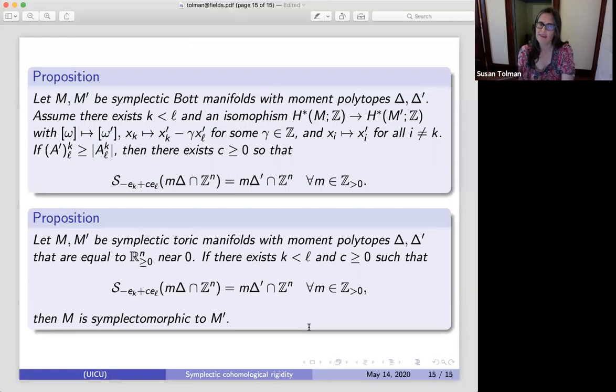And then if there exists K less than L and C greater than or equal to 0, such that if I take delta and its integral points or multiples and slide them along this vector, then I get the other polytope. If one polytope is the slide of another polytope, then the two manifolds are symplectomorphic.